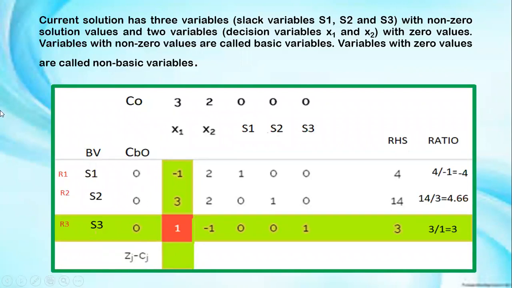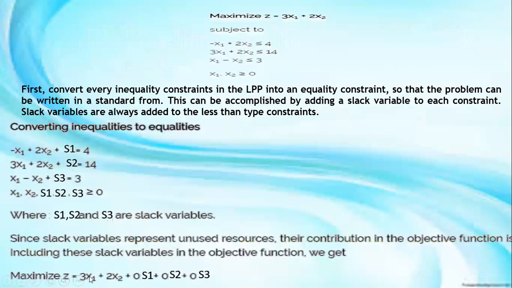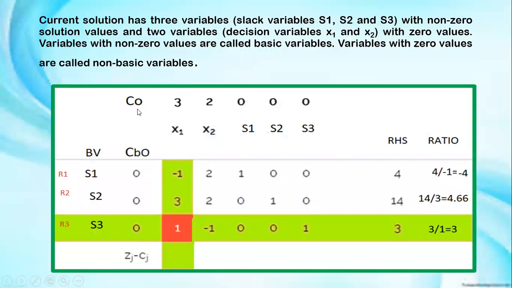Now in the horizontal way, write down the variables you have: x1, x2, S1, S2 and S3. If you see the objective function, the coefficient of x1 is 3, x2 is 2, S1 is 0, S2 is 0 and S3 is 0. So write down the coefficients in the objective function: 3, 2, 0, 0 and 0.